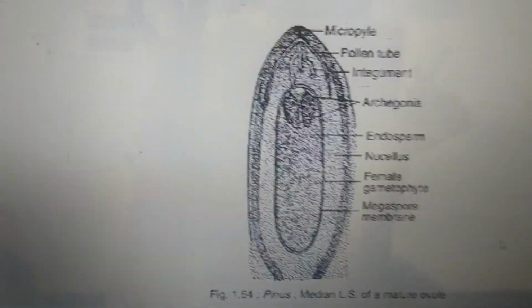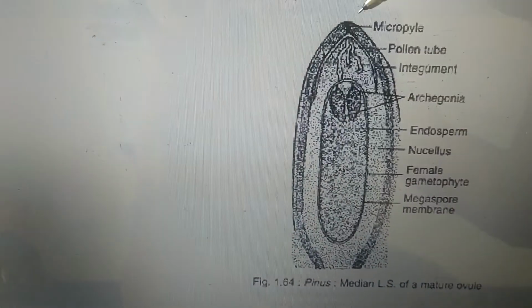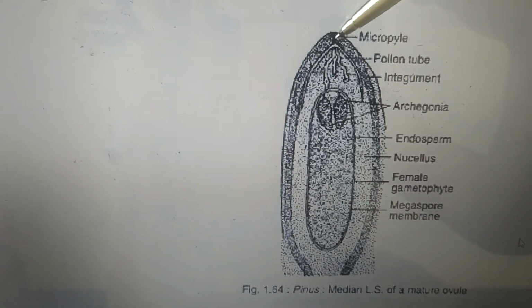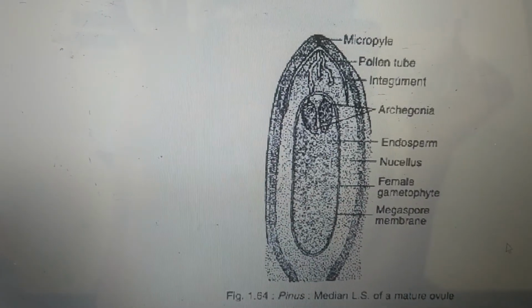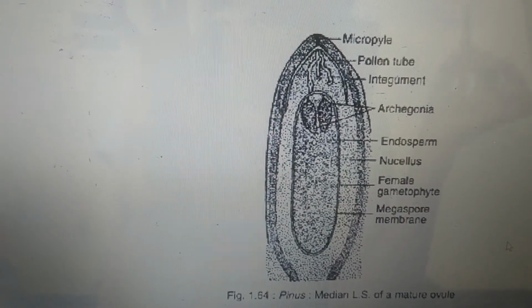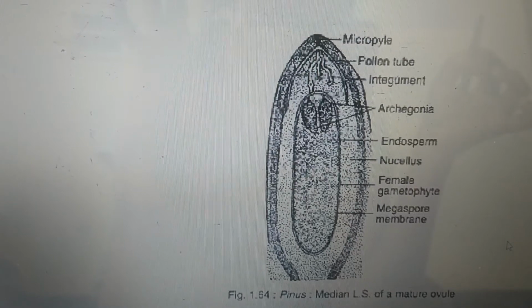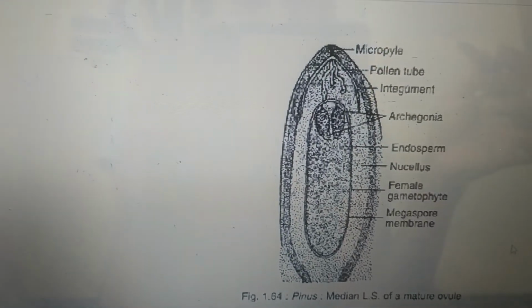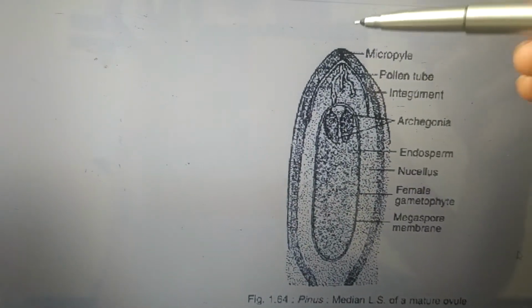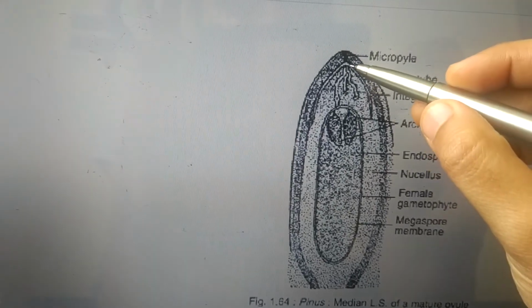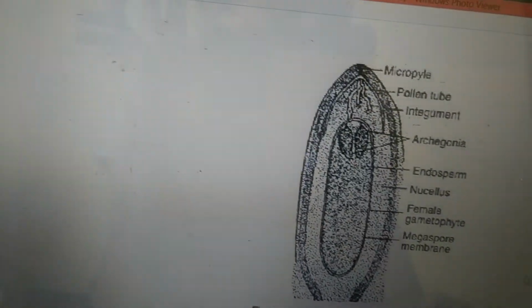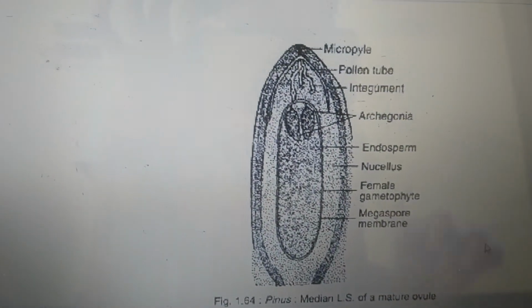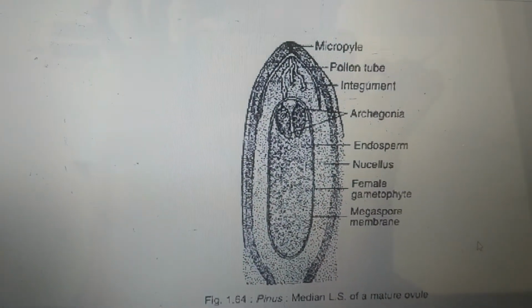The upper free opening of the integument, this one, will be open here, an open end. This will be the micropyle, and a small space or concavity is present between whom? Between the integument and the nucellus. That is nothing but a pollen chamber. This one they have not mentioned here. This pollen chamber is nothing but a space where the pollen grains are going to come and rest.